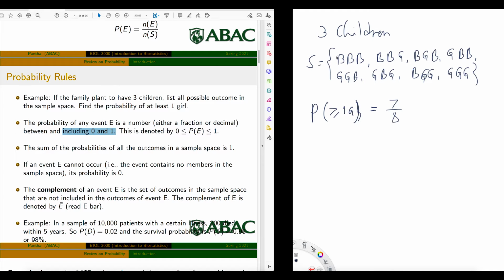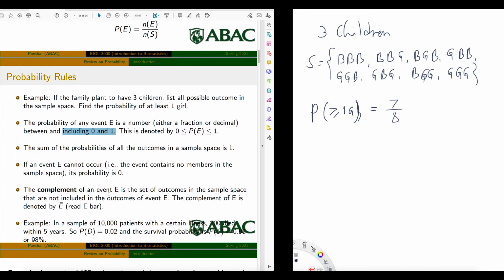What is the probability of 3 boys? That is 1/8. What is the probability of first 2 boys and third girl? 1/8. Probability of first boy, then girl, and then boy is also 1/8, and so on. If you add the probability of each of those single outcomes, then the sum is 1. If an event E cannot occur, then the probability is 0, right?